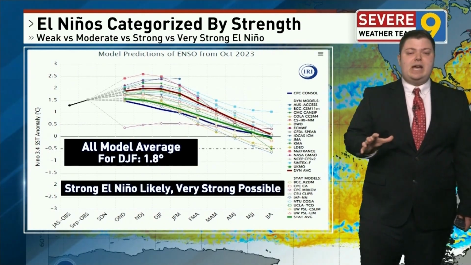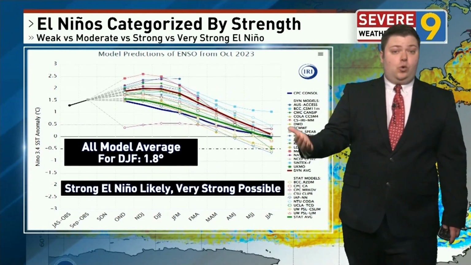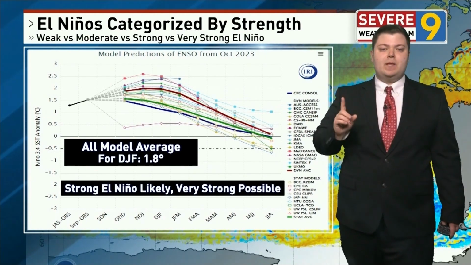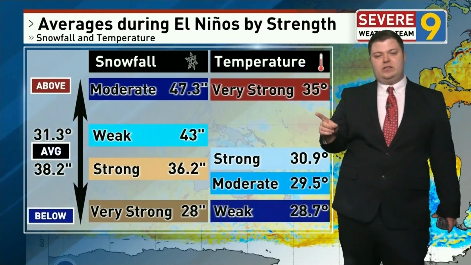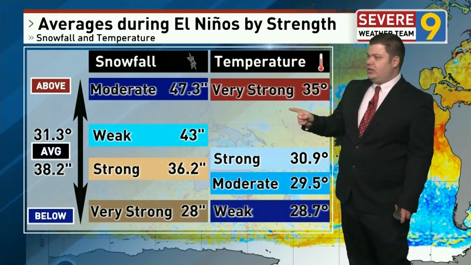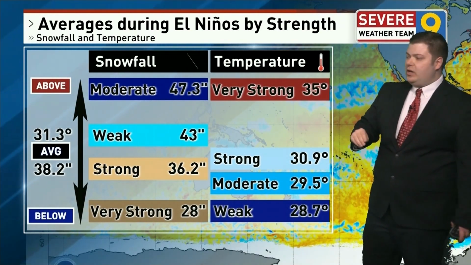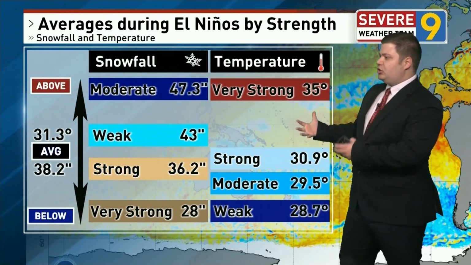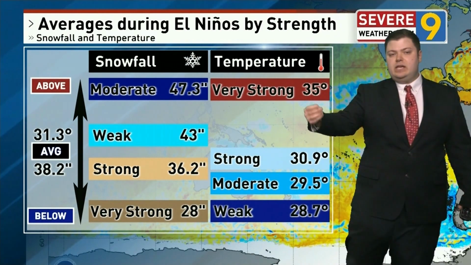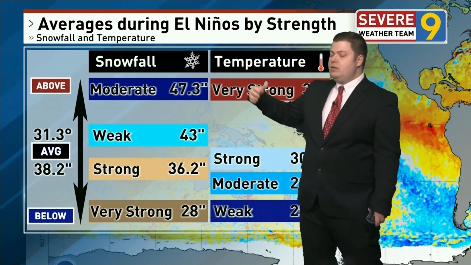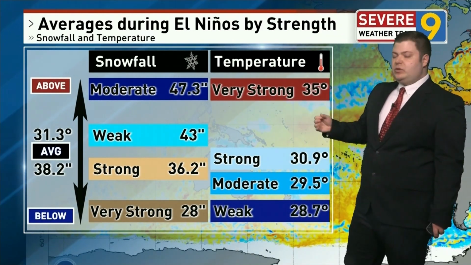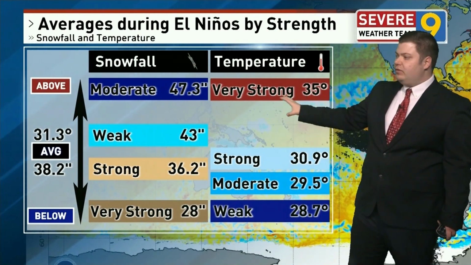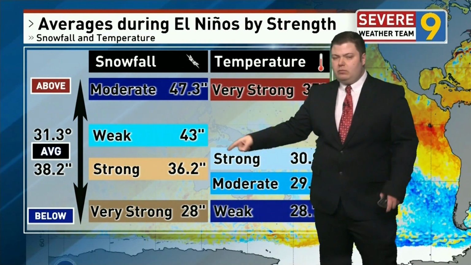So we could break down these past El Nino winters for us here in the Ohio Valley. We would also break down past El Nino winters by strength, which we did. And here's a look at the snowfall and temperature difference, looking at the past El Ninos here in the Ohio Valley by strength. The typical trend for snowfall and temperature is that the weaker the El Nino, typically the more snow. And then it's the inverse for temperature, where the stronger the El Nino, typically we're seeing more average to above average temperatures.